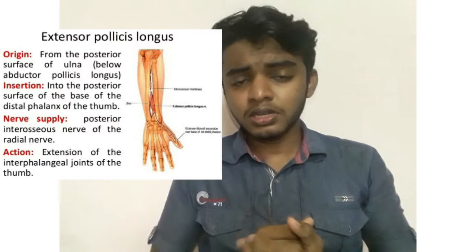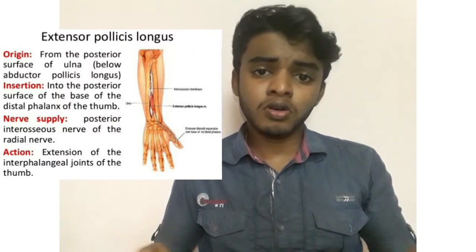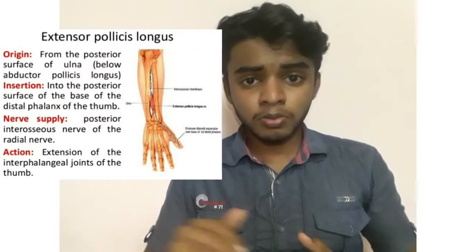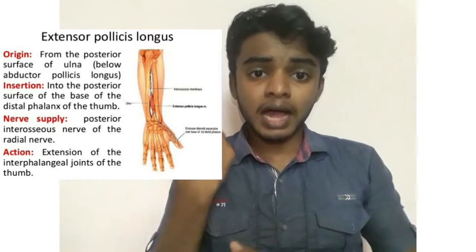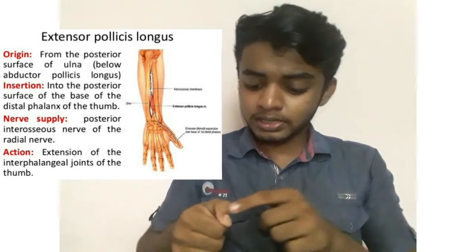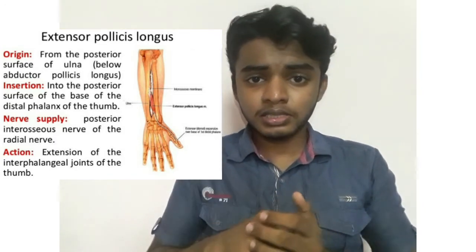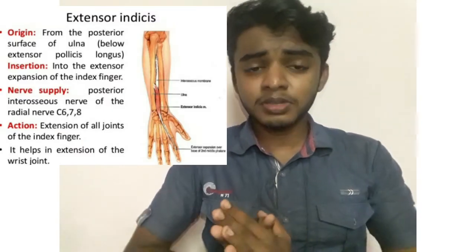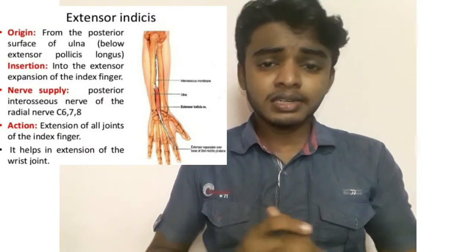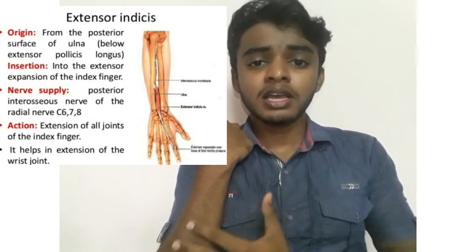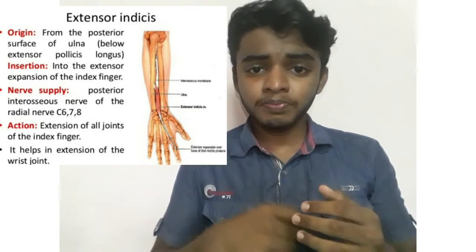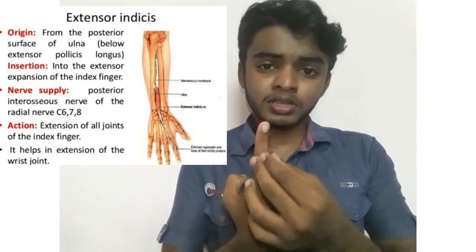Then the next muscle will be the extensor pollicis longus. The extensor pollicis longus takes its origin from the posterior surface of the shaft of the ulna, and it is inserted into the distal phalanx of the thumb, and it is supplied by the radial nerve. And the next and the final muscle will be the extensor indicis. The extensor indicis takes its origin from the posterior shaft of the radius, and it is inserted into the extensor expansion of the index finger.